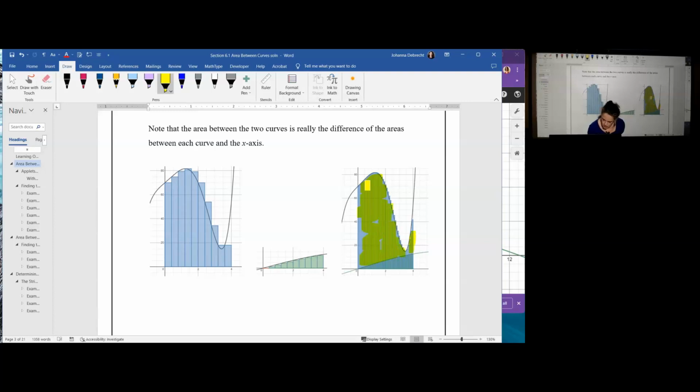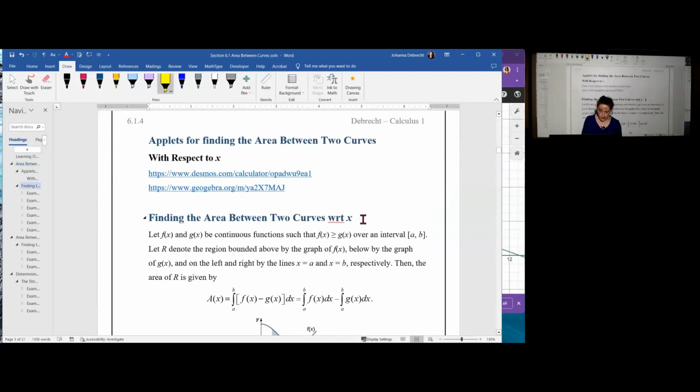Here are the links to the two applets that I recommend using for finding the area between two curves. The first one is the one I showed you before, which is Desmos. And the second one is a GeoGebra one. Let's take a look at the GeoGebra one now.